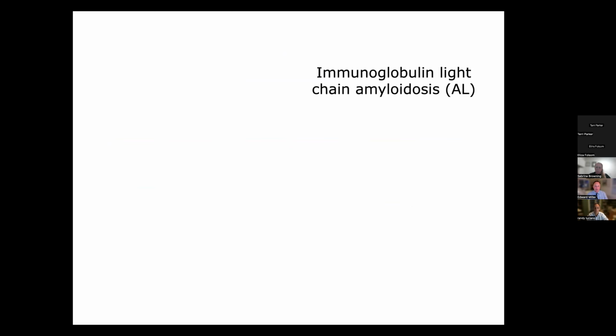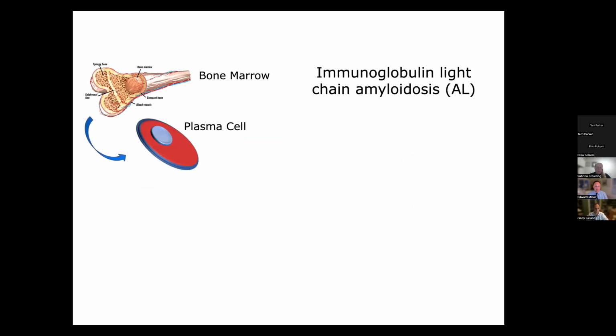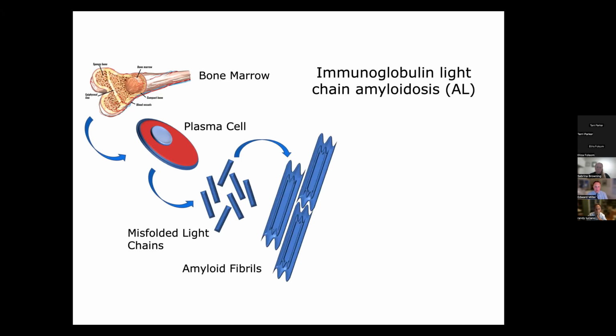So here's a nice graphical cartoon of what happens in light chain amyloidosis. As Dr. Browning mentioned, there's a problem with cells in the bone marrow, where plasma cells, the cells that produce antibodies, kick out proteins. Those proteins circulate through our blood and are called light chains. And those light chains stop folding correctly. When they stop folding correctly, they come out of solution in our blood and then deposit into different organs.